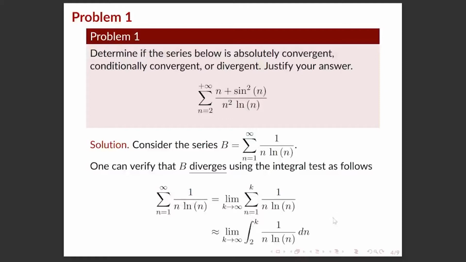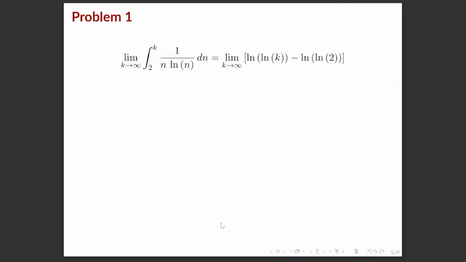So you might be wondering, why did we choose 2 as the lower bound for this integral? Well, that's because for this integral, you might not end up with an actual answer if we have 1 for the lower bound. And we can see that here.